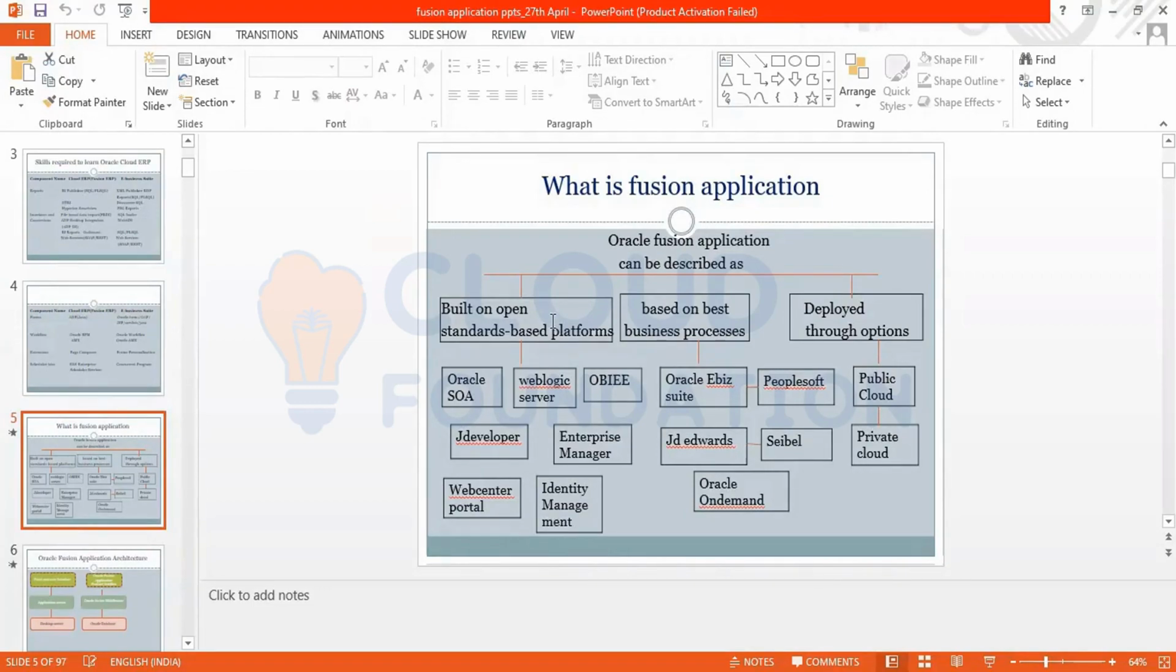Public cloud means when you have... In the later slides, I will teach you what is public cloud and private cloud.